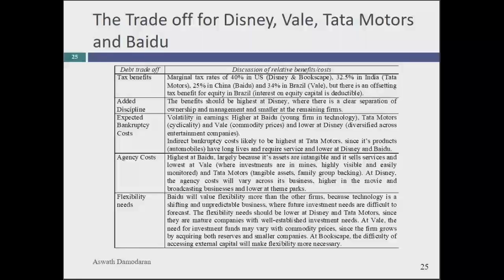But for non-financial service companies, look at the tax benefits. At least when I did this, Disney had the biggest tax benefits because of the US company. Bookscape as well. And in the other countries, the tax rates were lower. One thing that is interesting about the Brazilian tax code is while the tax benefit of debt is high at 34%, the Brazilian tax code has this quirk that tries to give equity investors a tax break as well.